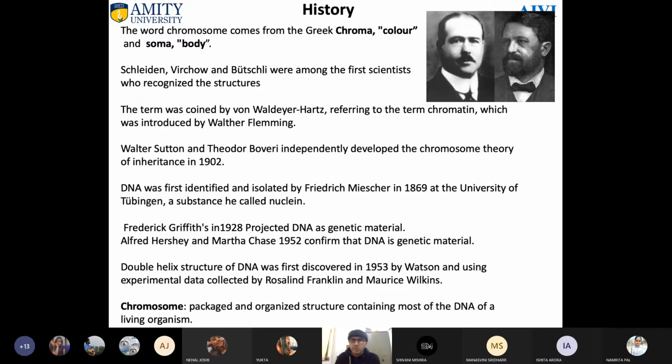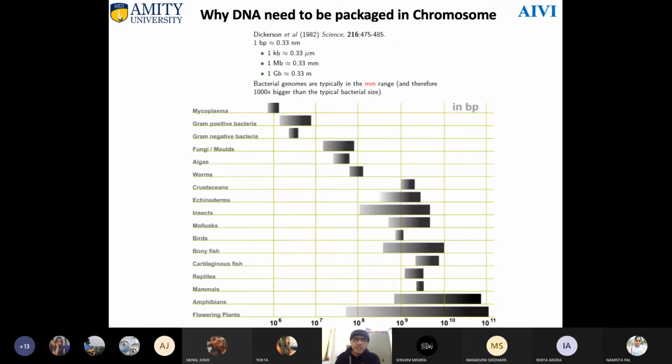Next thing is the chromosomes. How chromosomes were discovered: the name chroma means color, soma means body. What are the different discoverers? Again, a bit of history. So why is it needed? As I think Yukta was talking about, she mentioned how the chromosome is packaged.